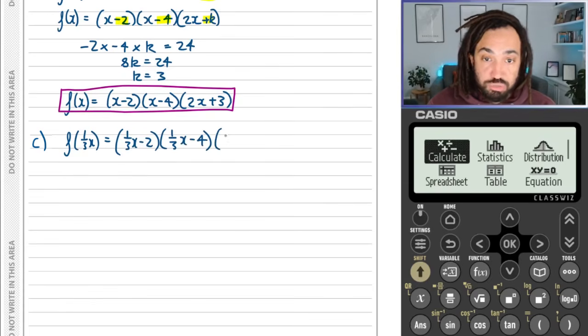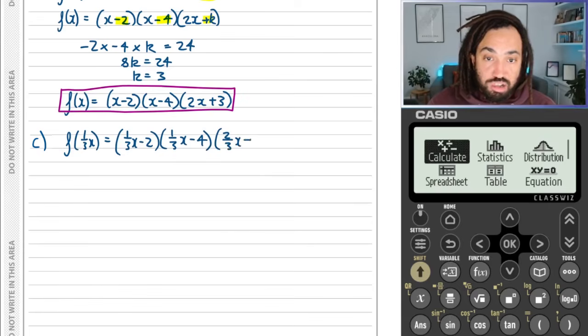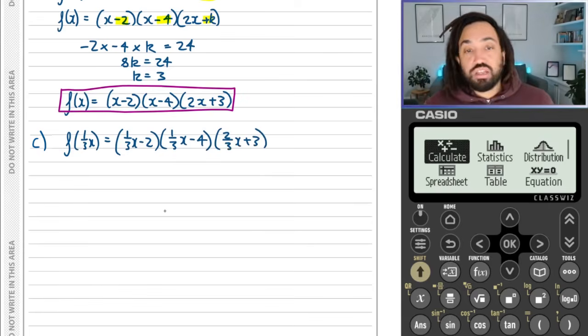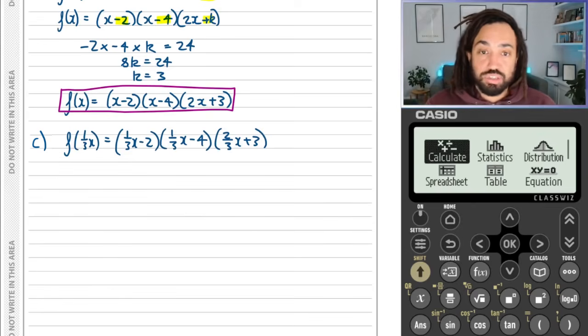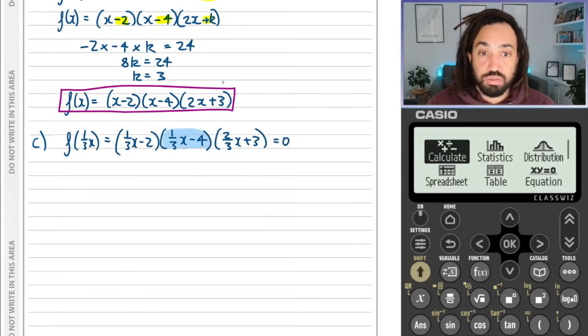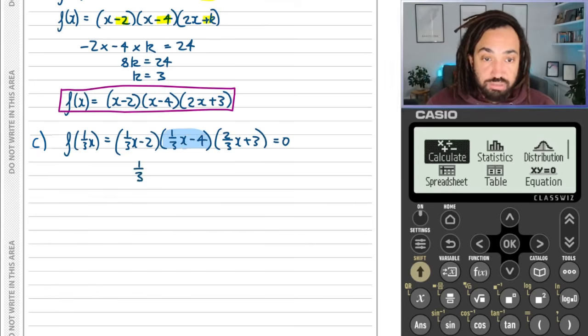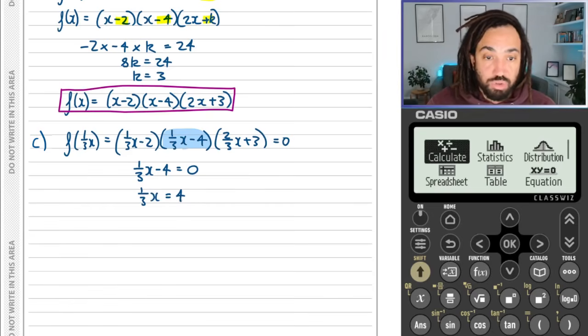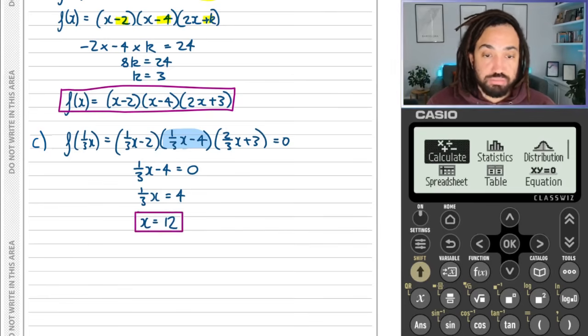So 2x will be 2/3 x plus 3. Now, where's the largest solution going to come if we want to set this equal to 0? Well, it's going to come from this bracket here, and you can check yourself about all the other ones as well. But I can tell you it's going to come from this one, and that's going to equal 0. So a third x will equal 4, so x will equal 12. So that's the largest root.